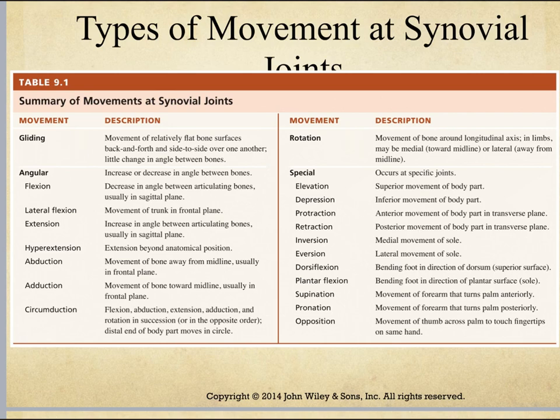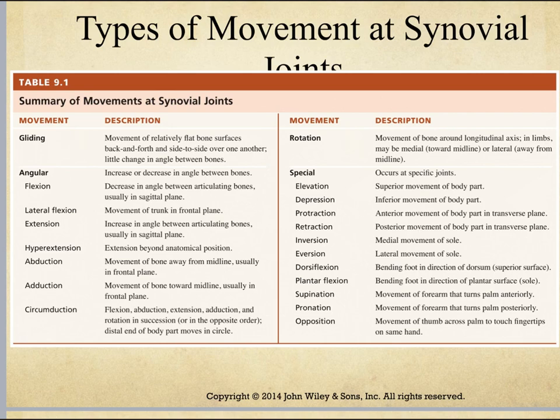Types of movements for a synovial joint. Table 9.1 goes through different movements that occur with our different joints. For example, gliding. Think about your wrist joints, right? All those 8 bones in your wrist. The majority of them between those carpal bones are gliding. They move on a triaxial plane all day long. Movement of relatively flat bones, back and forth, side to side, all over another, with little change in angle between the bones. So it's just gliding.